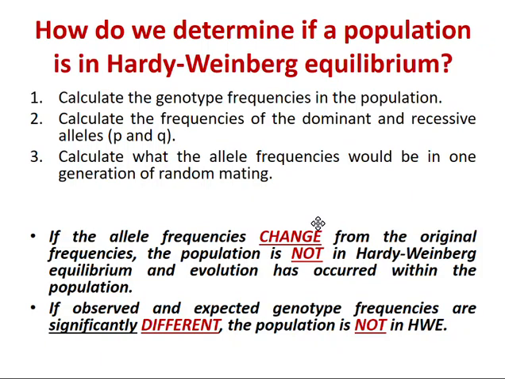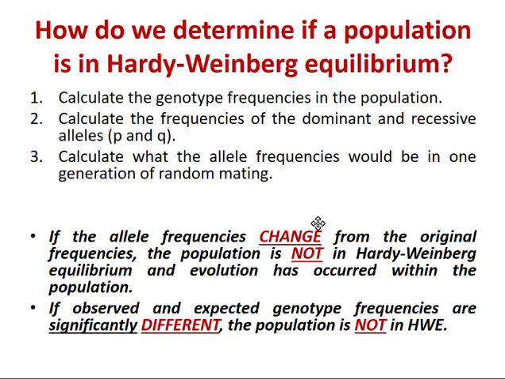So another type of question about Hardy-Weinberg principle is that the question will ask you to determine if the population is in Hardy-Weinberg equilibrium or not. So in this kind of question, first you have to calculate the genotype frequencies in that population. And then from that genotype frequencies, you have to find the P and Qs. And then you have to calculate what the frequency would be in one generation.